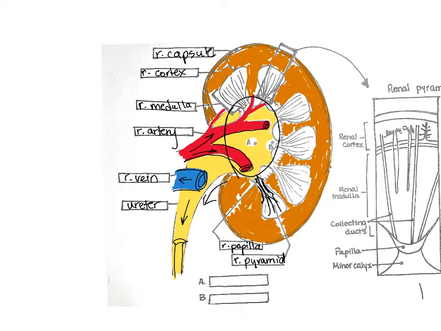That's called the renal pelvis, and I don't have a separate line for it. And it's composed of two separate parts, what is known as the major calyx and the minor calyx.